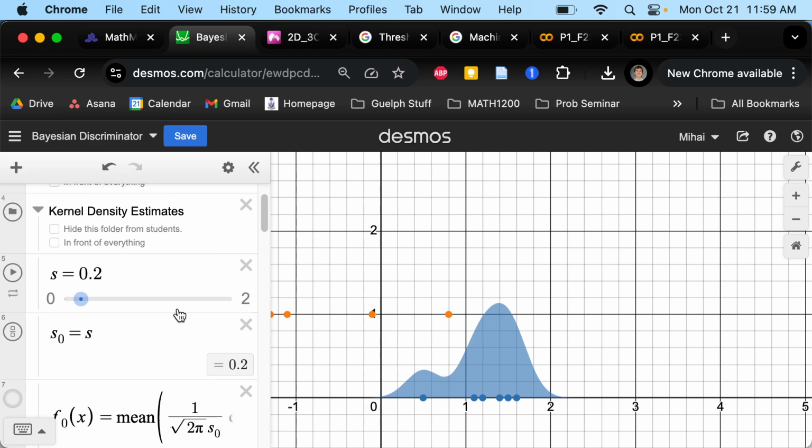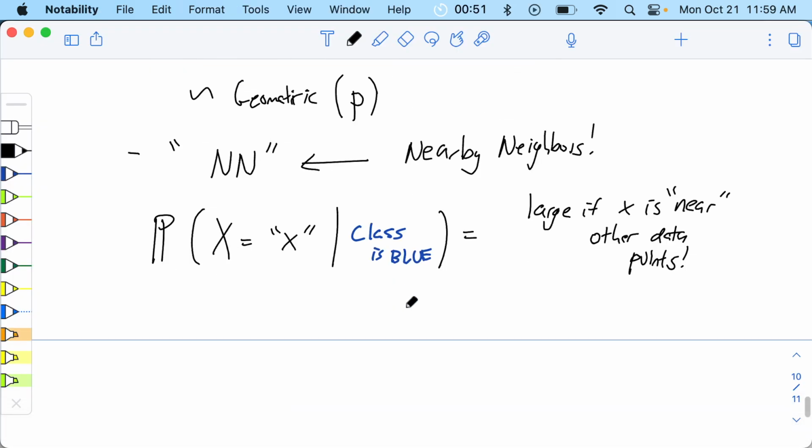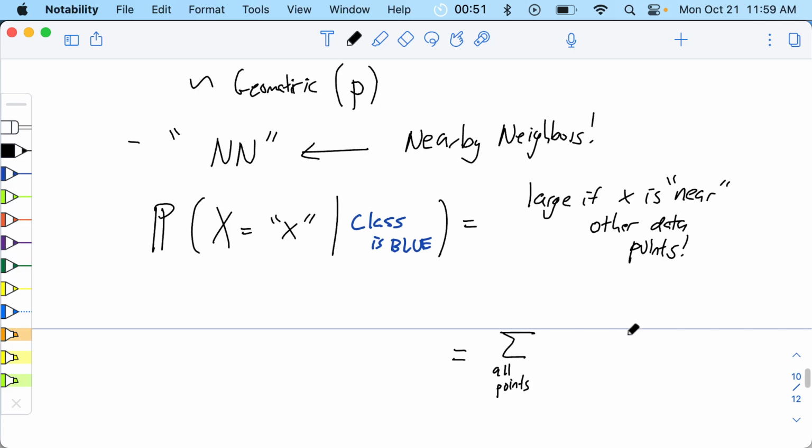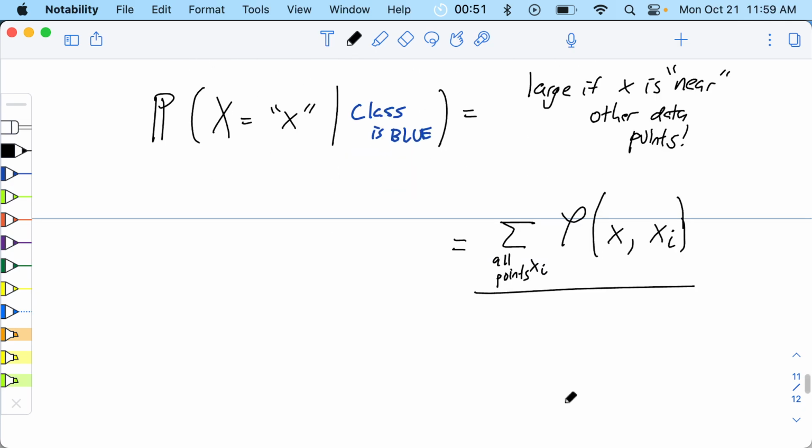Any questions or comments about how that works? So let me write down the formula, because the formula is something we've seen before. It's the sum over all points, and you have some density function that depends on the difference of x to xi, where you sum over all the data points xi. And then to make sure that it all sums up to 1, you divide by the right normalizing constant.